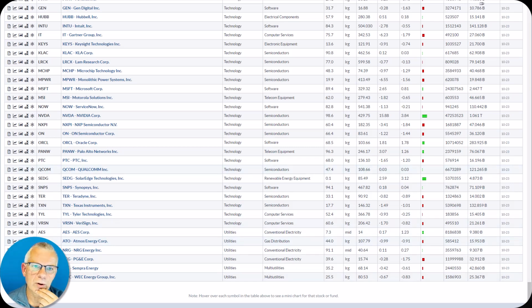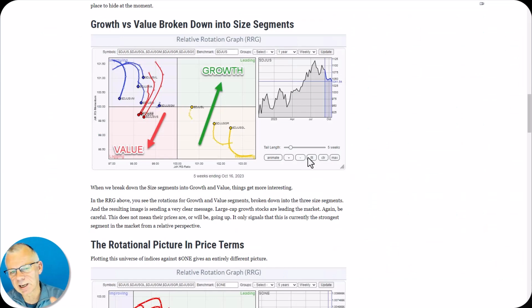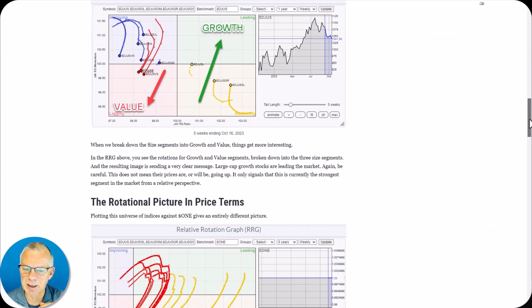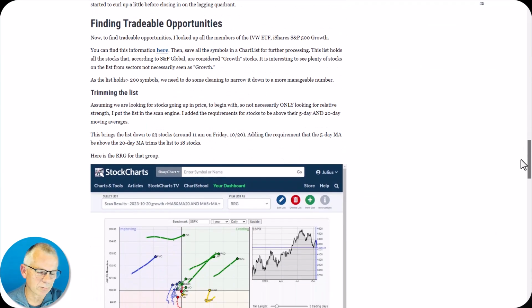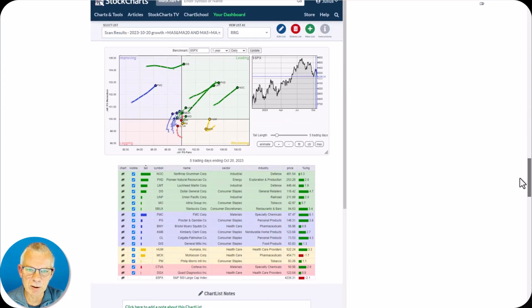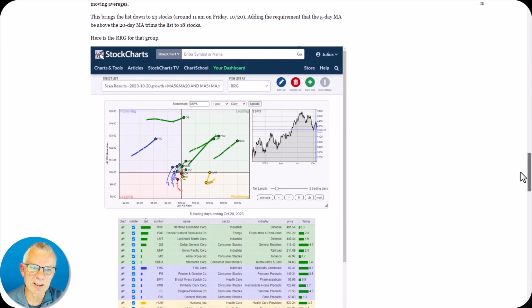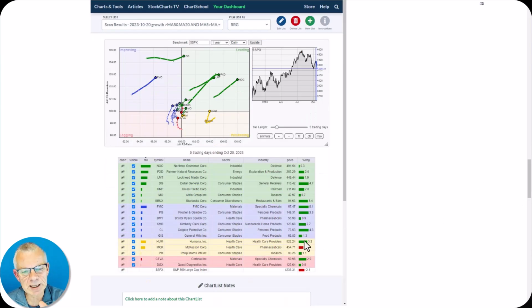Now, when you run an RRG, I had to trim down that list a little bit, but you can read it in the blog article. This trimmed down list requires that the stocks are above their 5-day moving average, above their 20-day moving average, and the 5-day needs to be above the 20-day. So it's a very simple, moving average based filter, so to say.